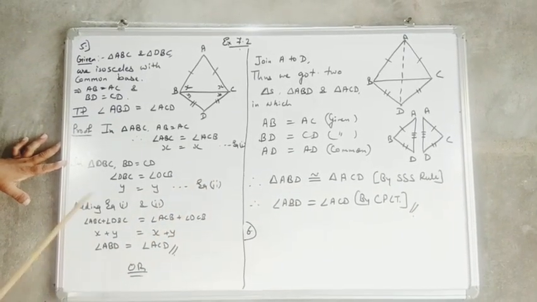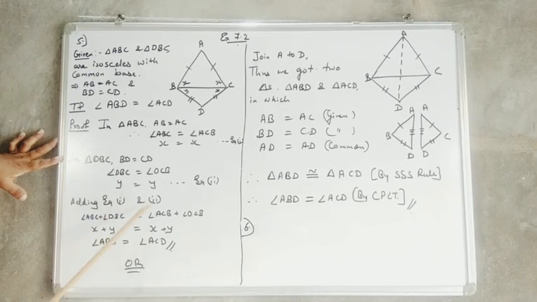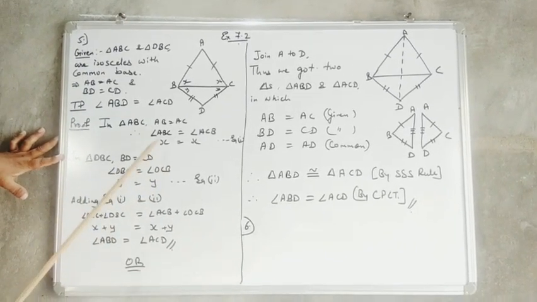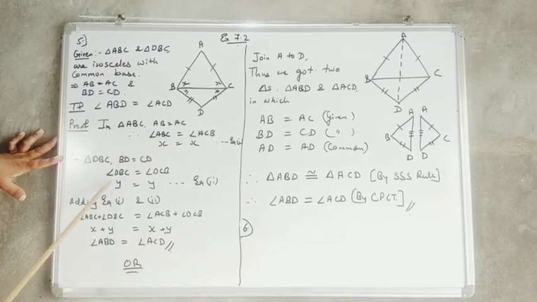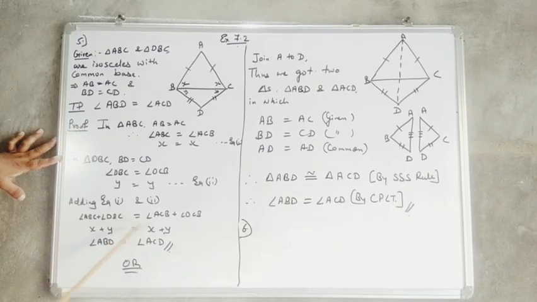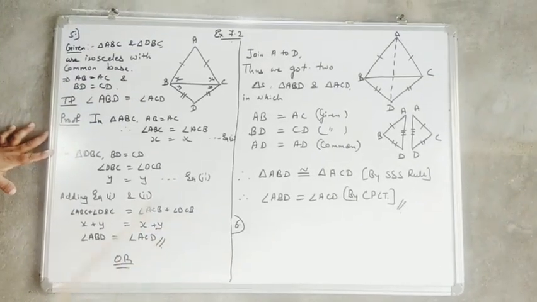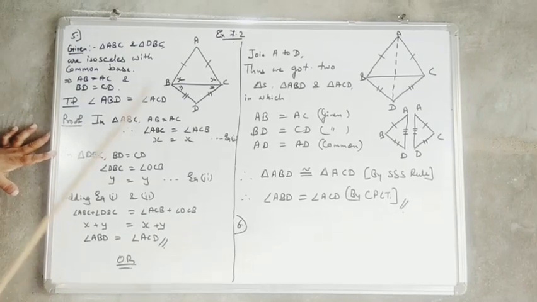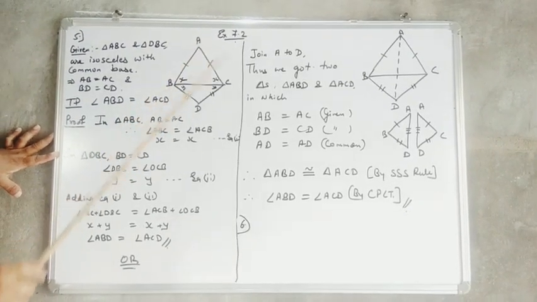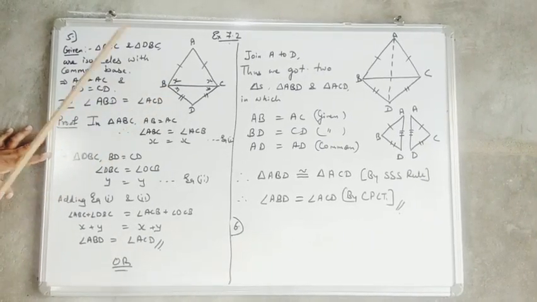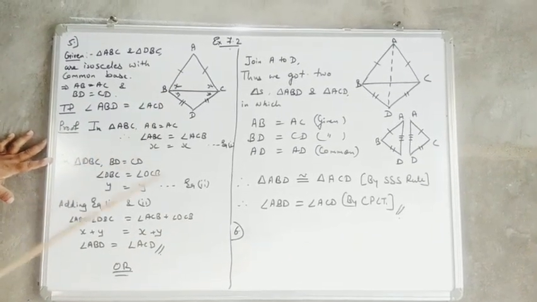Adding equation 1 and 2, LHS to LHS, RHS to RHS. I got ABC plus DBC, which will be equal to ACB plus DCB, that is x plus y, and it will give you angle ABD equal to angle ACD. This is the first method, in which you take two separate triangles on the same base.